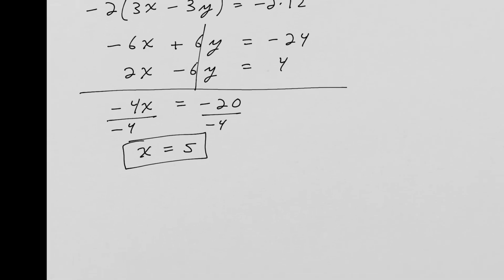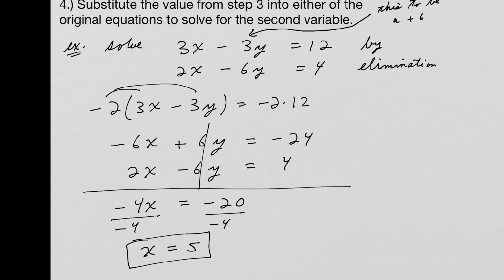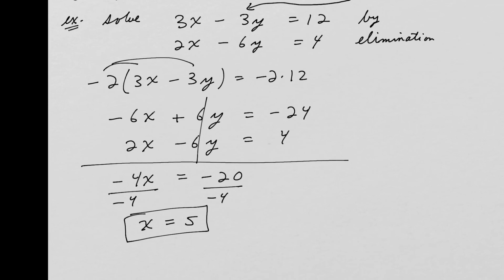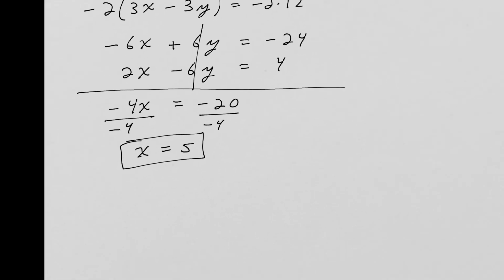I have the x value. How do I find the y? Well, I need to plug this into one of the original equations. Does it matter which one? Nope, doesn't matter. You should choose the easier one. In this case, either one is probably equally as difficult, right? So maybe I'll just plug it back into the first equation. So I have 3x minus 3y equals 12.